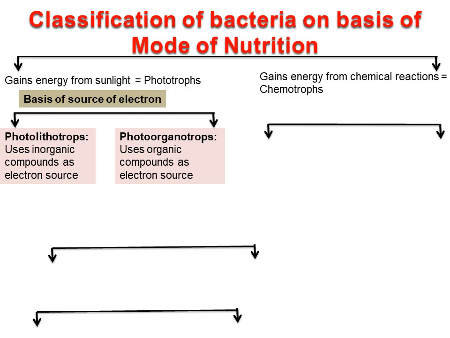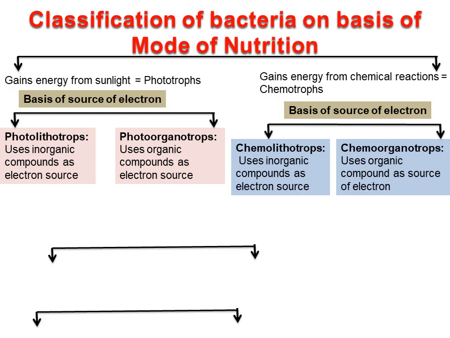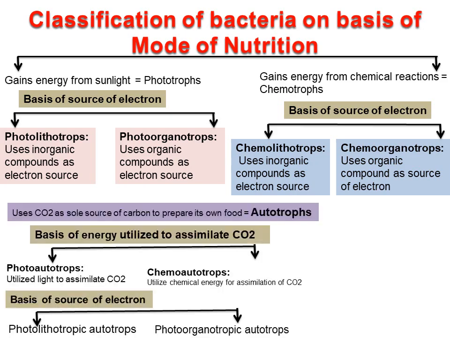Those bacteria which gain energy from chemical reactions are called chemotrophs. They cannot carry out photosynthesis. On the basis of source of electron, chemotrophs are further divided into two groups. Chemotropic bacteria that use inorganic compounds as electron source are called chemolithotrophs. Chemotropic bacteria using organic compounds as source of electron are called chemoorganotrophs.